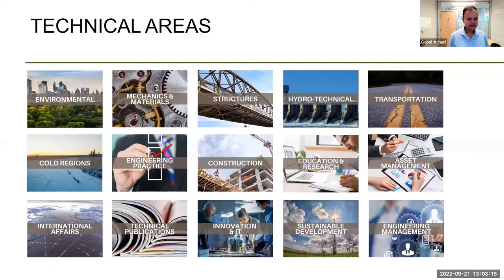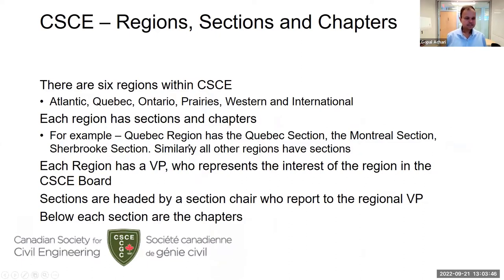These are the technical areas that CSCE has. It is divided into technical areas, technical programs, and divisions. You can see that it has a very wide reach as far as technical areas go in trying to serve the profession. The CSCE has six regions: Atlantic, Quebec, Ontario, Prairies, Western, and International. Each region has sections and chapters. For example, the Quebec region has Quebec section, Montreal section, and Sherbrooke section. Similarly, all other regions have sections and chapters. Each region has a vice president who represents the interest of the region on the CSCE board. Sections are headed by section chairs who report to the regional VP. Below each section are the chapters.